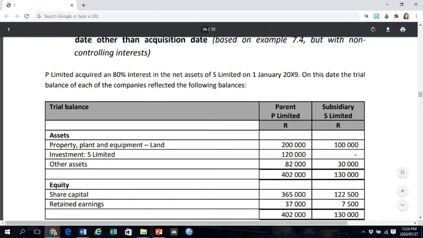B Limited acquired an 80% interest in the net assets of S Limited on 1 January 20X9. On this acquisition date, the trial balances of each of the companies reflected the following balances. I have property, plant and equipment being land in the subsidiary measured at 100,000 Rand. The investment in the subsidiary in the books of the parent is measured at 120,000 Rand. Share capital and retained earnings at acquisition date is further provided in the TB of the subsidiary.